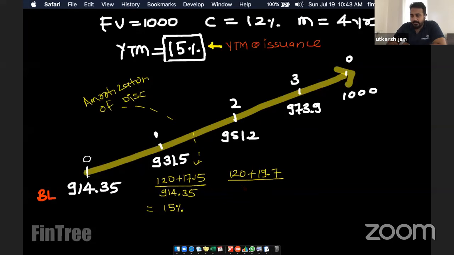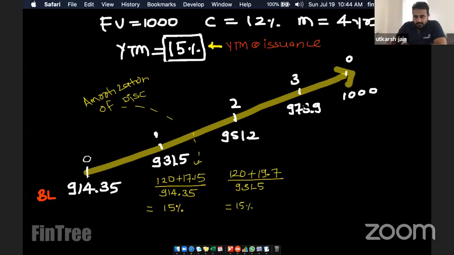And what do you think should be my denominator here? My denominator is how much amount I had invested, how much amount was there accumulated at the end of year one, 931.5. Do the math, tell me how much. Again, 15%, right? Yes, Darshit, I've done it intentionally. Let's look at next year.